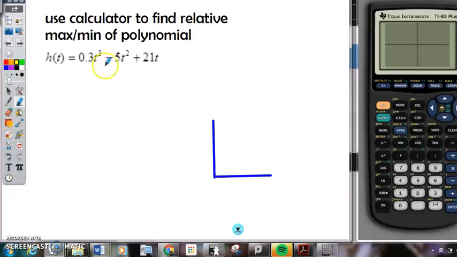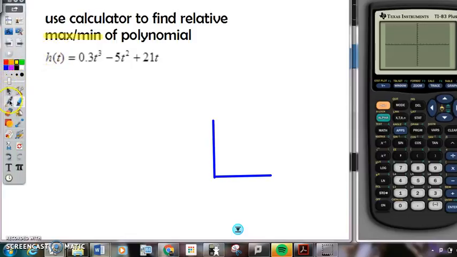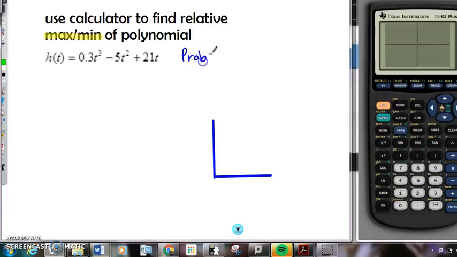Good morning, guys. We are going to use the calculator to find the maximum and the minimum of a polynomial. Specifically, we're going to use a polynomial from an assignment we've been working on in class that you had already turned in. That was problem number 1 about the roller coasters and polynomials, and it was on the pink paper, FYI.